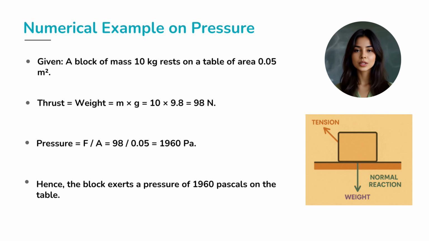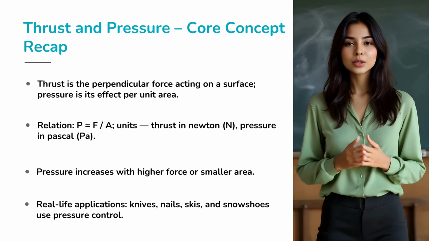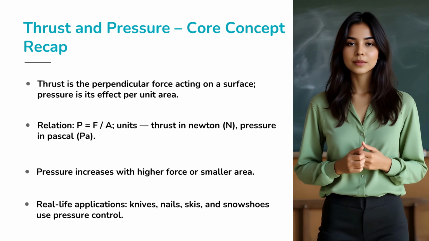That means the block exerts a pressure of 1960 newtons per square meter on the table. Notice how even a small object can create a large pressure when the area of contact is small. This is why sharp heels can leave dents on wooden floors while flat shoes don't. In the diagram, you'll see the block pressing on the table with arrows showing the force and the resulting pressure area. Let's sum up everything we've learned about thrust and pressure.